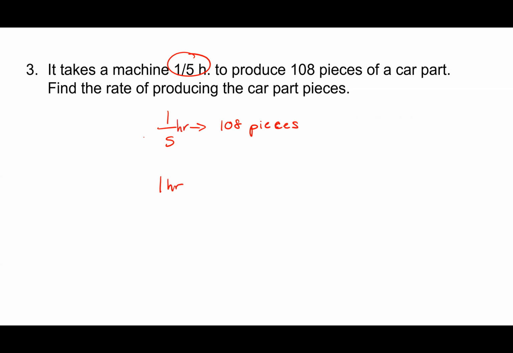Good. Okay, so we multiplied by 5 on both sides. Tyler, please be taking notes. And once we multiply by 5, we get 540 pieces. So our rate looks like 540 pieces per hour. All right, that's what we're going to write for our final answer.